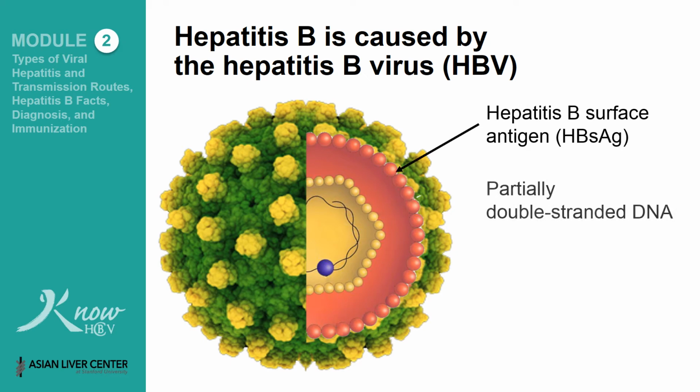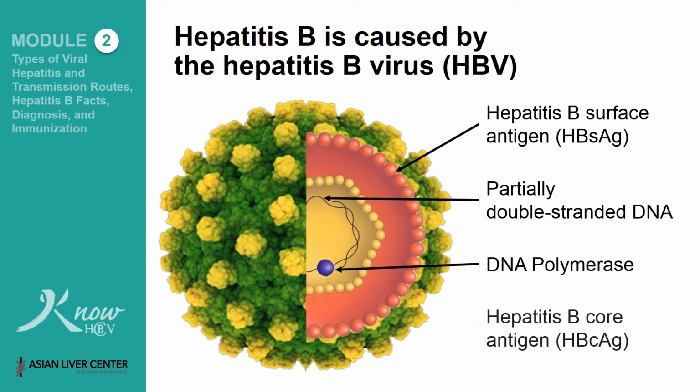Hepatitis B infection is caused by the hepatitis B virus, HBV. HBV consists of an outer lipoprotein envelope containing the hepatitis B surface antigen and an inner core which contains a partially double-stranded DNA and DNA polymerase surrounded by the hepatitis B core antigen, HBcAg. With a diameter of 42 nanometers, it is one of the smallest envelope viruses and is invisible to the naked eye.